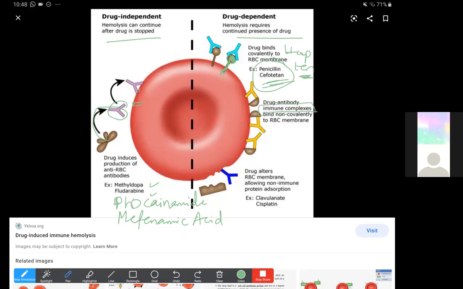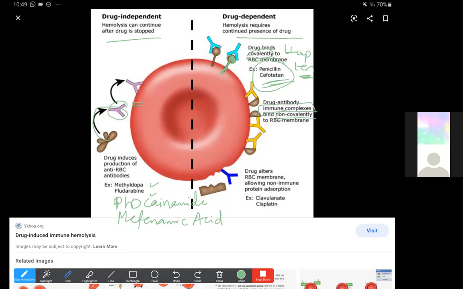Here the drug and the antibody immune complex is found in the serum, and it then binds non-covalently. So this binds covalently to the RBC membrane, and this non-covalently binds to the RBC membrane. And this immune complex would occur in the case of quinidine and diclofenac and in third generation cephalosporins.